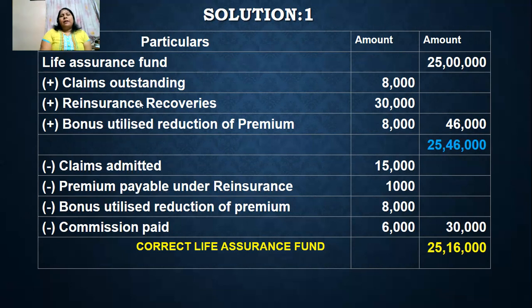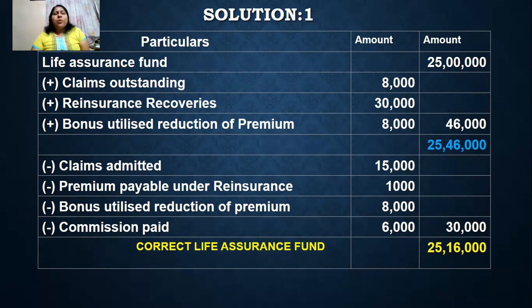And then it's like reinsurance claims, which we are adding. Reinsurance premium must be deducted, and bonus utilized in reduction of premium must also be deducted. And whatever commission we pay to the agents is an expense for the company, so we need to deduct it. So the thing I want to highlight is, when you are calculating the correct life assurance fund, you need to look into the problem. After reading the items, if you conclude that some items are expenses and some items are income for the insurance company, all incomes must be added and all expenses must be deducted, to know the correct life assurance fund.